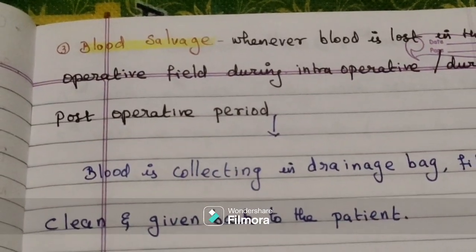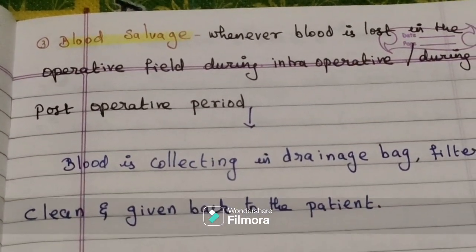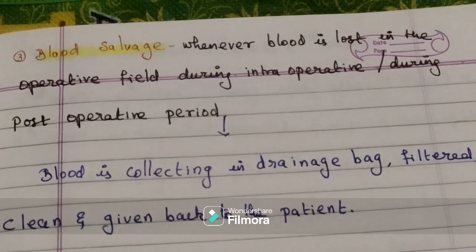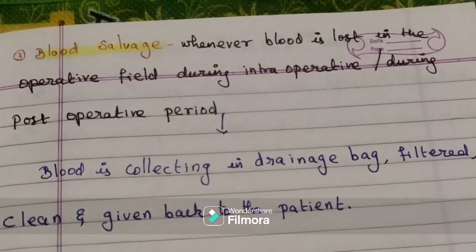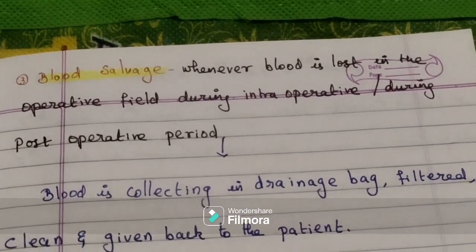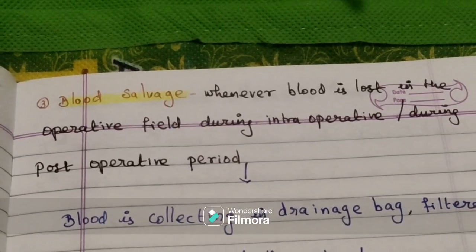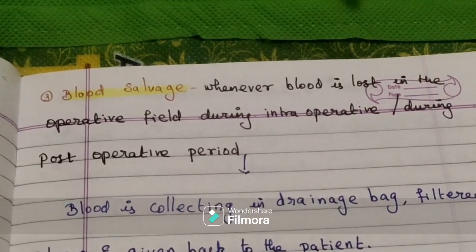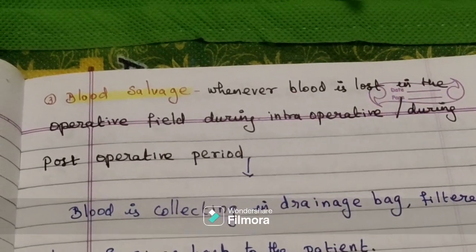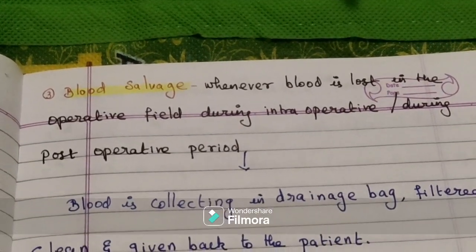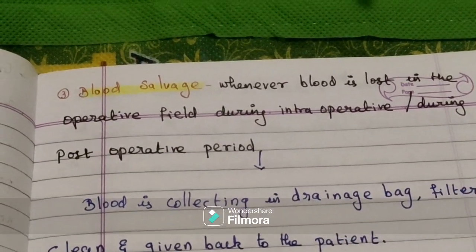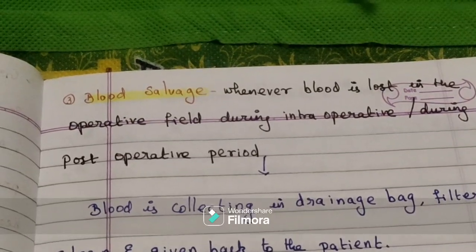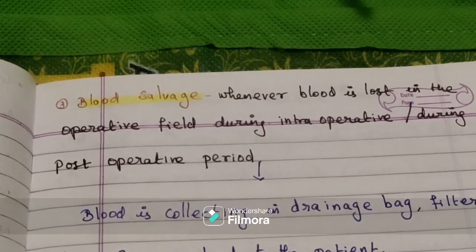Third method, blood salvage. Whatever blood is lost in the operative field during the operation, before or after the operation, whatever blood is collecting in the drainage bag, that is filtered, cleaned and given back to that patient. That is what blood salvage is.